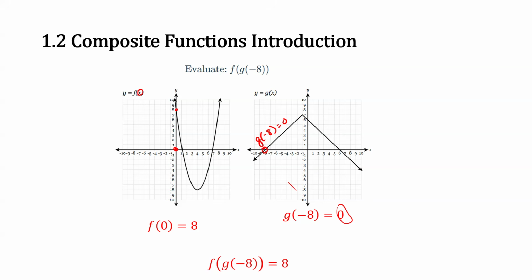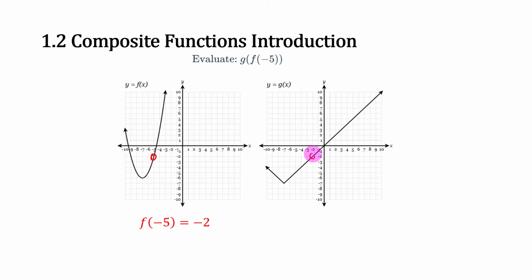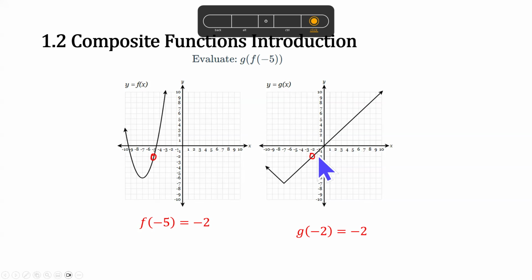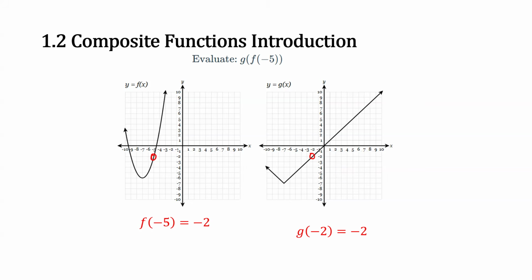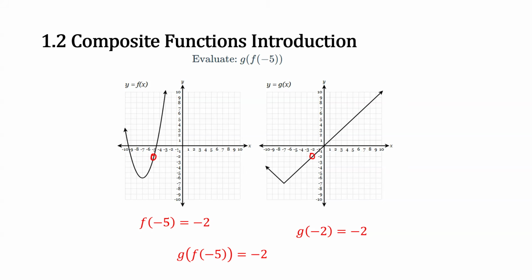Okay, again, your turn. Find g of f of negative 5. Pause here, work this out, and come back and check your answers. Okay, f of negative 5 appears to be negative 2. So now I do g of negative 2, which is also negative 2. And there we go. g of f of negative 5 is negative 2.